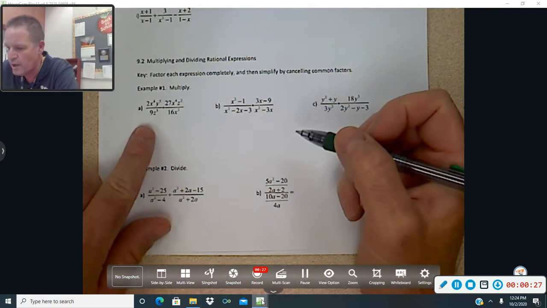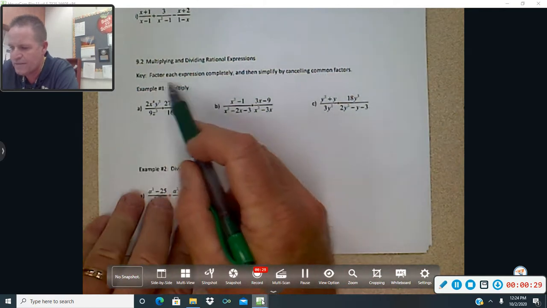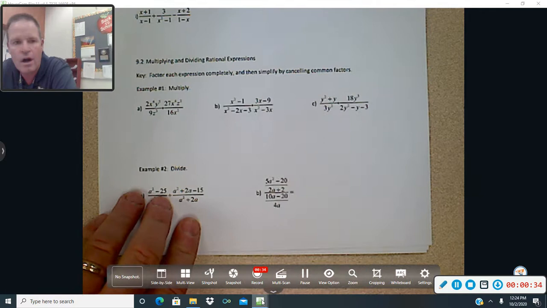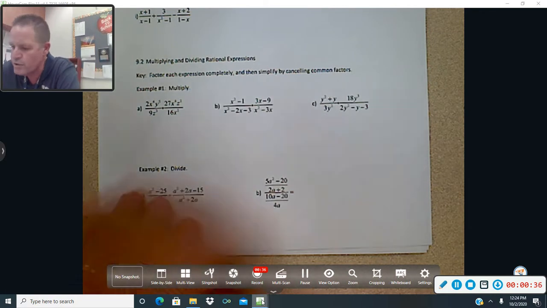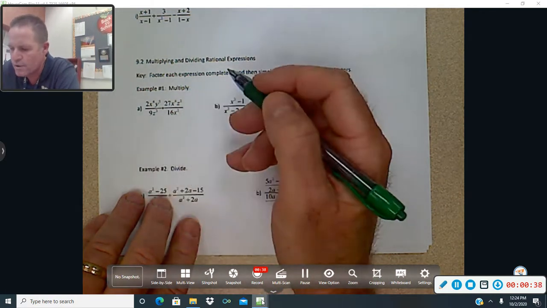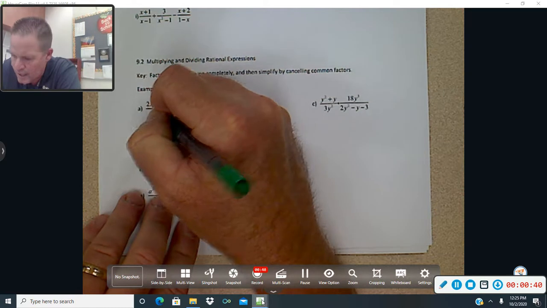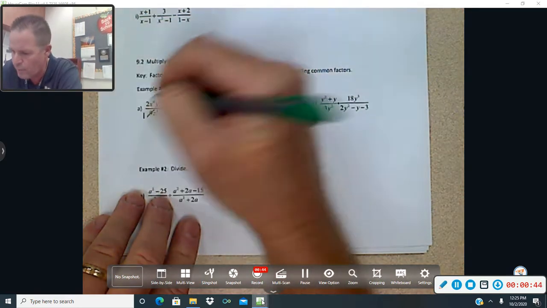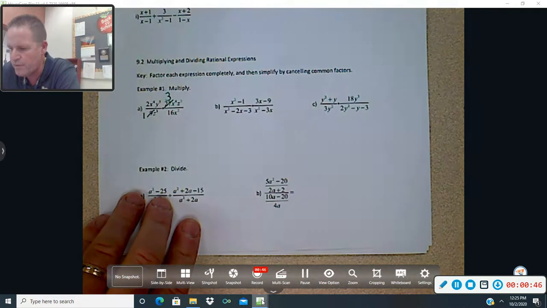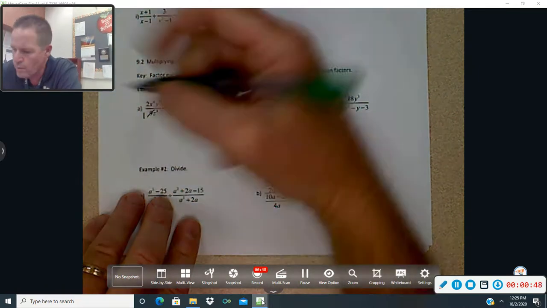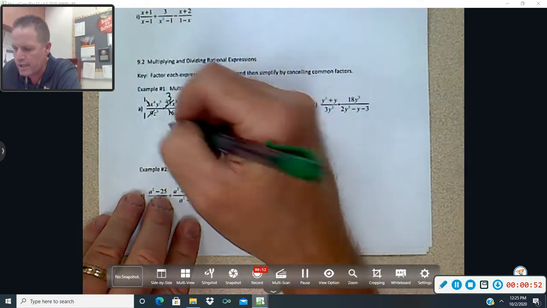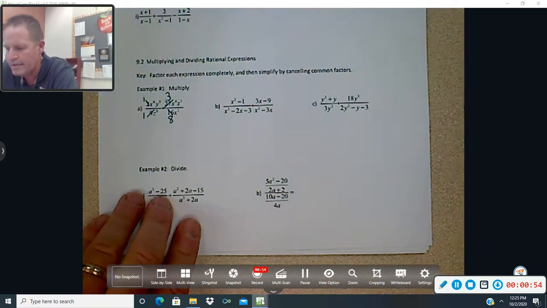So this first one, the key here is to factor each expression completely, then simplify by canceling out common factors. This first one, we're just going to cross cancel. We're going to cross cancel the 9 into 27. 9 goes into 9 one time, goes into 27 3 times. We're going to cancel the 2 with the 16. 2 goes into 2 one time, goes into 16 8 times.